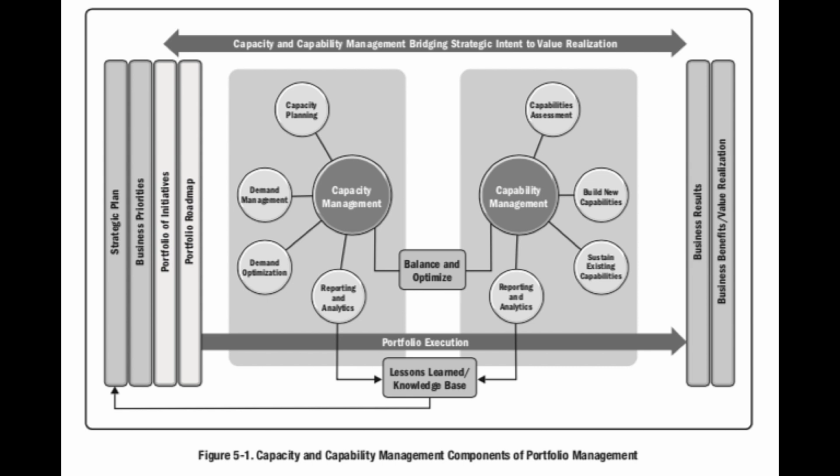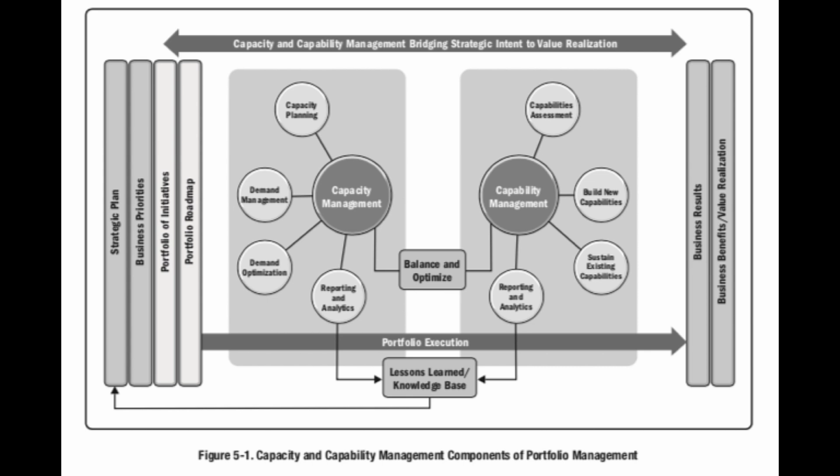To sum it up, capacity management is about far more than just counting heads or keeping an eye on the budget. It's a continuous balancing act between the work that needs to be done and the resources available to do it. Through careful capacity planning, organizations can foresee and mitigate resource shortages. Demand management helps track what's needed while demand optimization ensures that the right projects get the attention they deserve. And finally, reporting and analytics help make sense of all this data, ensuring that decisions are backed by real-time insights and long-term analysis.